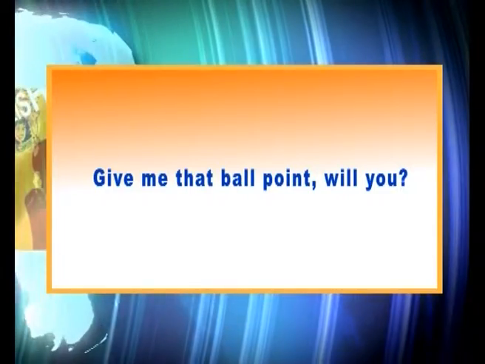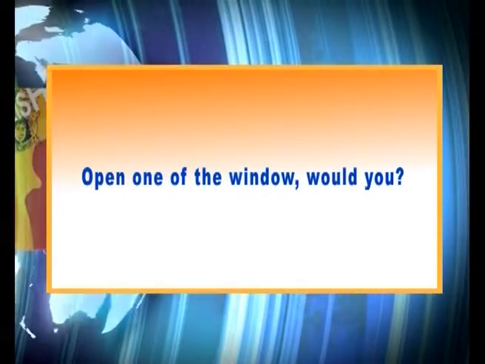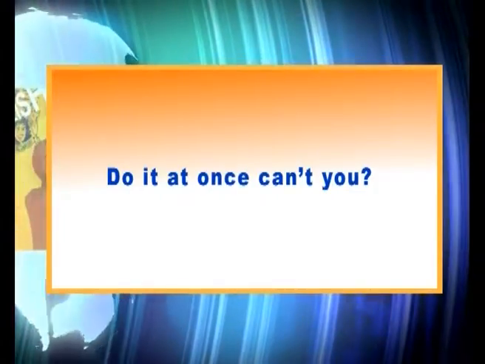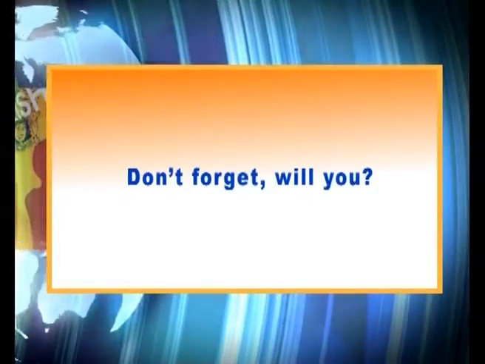But after imperatives, we often use will, would, can, can't, could to tell or ask people to do things. In other words, maybe to order them. Give me that ballpoint, will you? Open one of the windows, would you? Do it at once, can't you? And after a negative imperative, we use will you. For example, don't forget, will you?